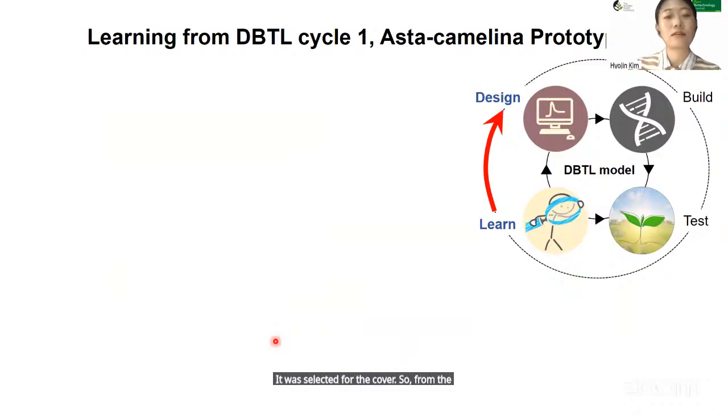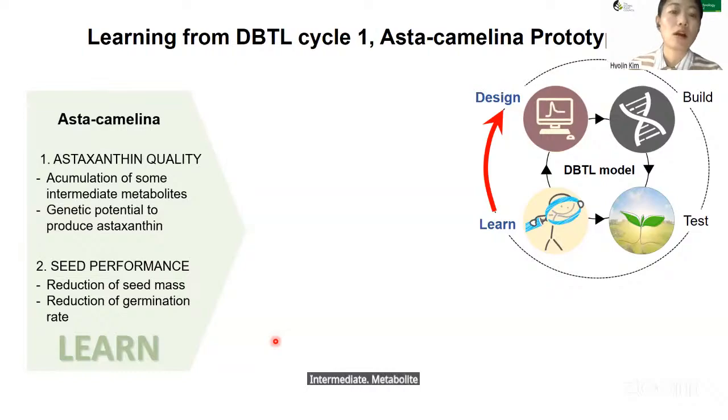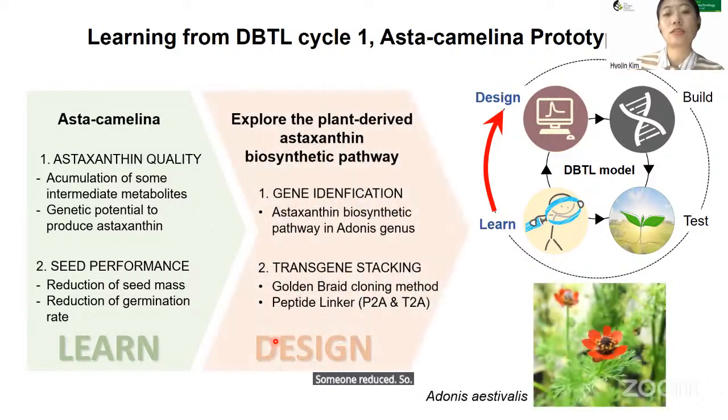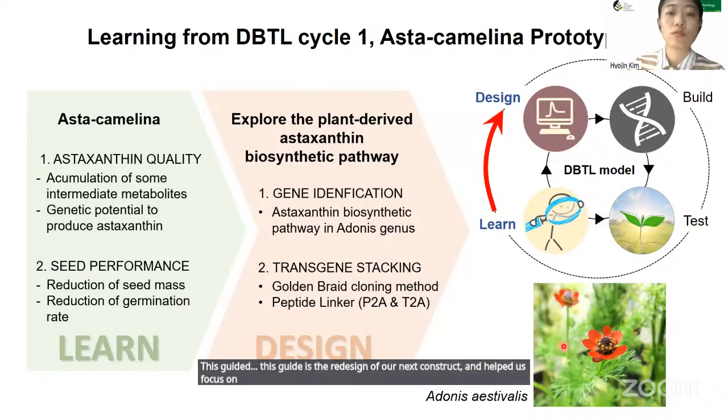From DBTL cycle 1, we learned that while astaxanthin production was high, intermediate metabolites also accumulated, and the seed performance was somewhat reduced. So moving into the next design phase, we adopted a nature-guided strategy, looking directly at how astaxanthin is naturally synthesized, stored, and stabilized in Adonis petals. This guided the redesign of our next construct and helped us focus on improving both astaxanthin quality and seed performance.